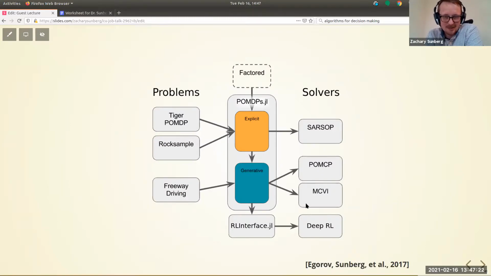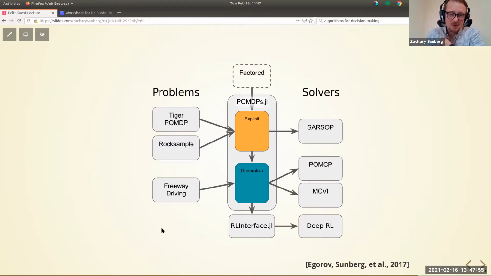So you can define problems either explicitly with probability distributions. If you have a very simple, classical POMDP, two examples are the tiger POMDP, where you're trying to choose which door to open so that you don't get eaten by a tiger, and rock sample, which is like a grid world where you're a Mars probe and you're choosing to sample rocks. It's a very simple problem that can have an explicit representation.